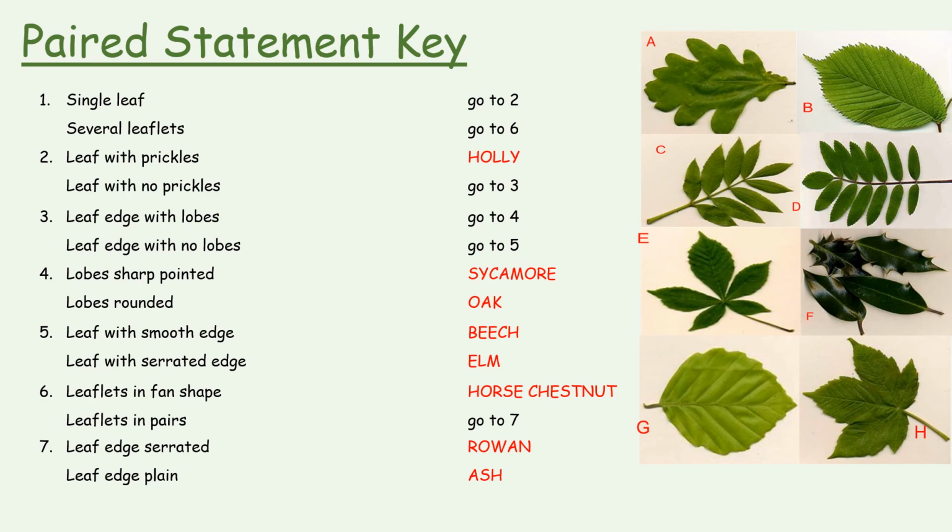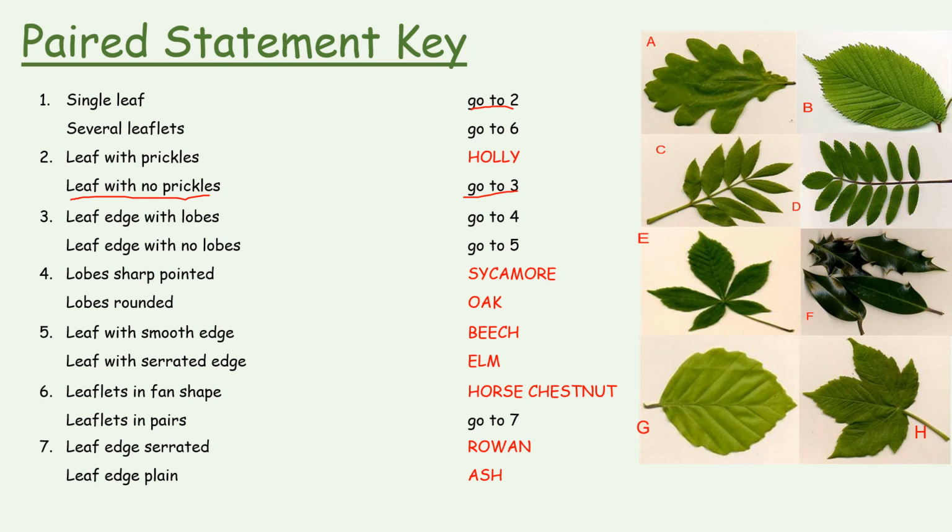So I'm going to do A with you and then I'm going to leave B, C, D to H on your own. So for A, is it a single leaf or does it have several leaflets? It's a single leaf, so we need to go to 2. So go to 2, so leaf with prickles or leaf with no prickles. So it has no prickles, so we want to go to 3.